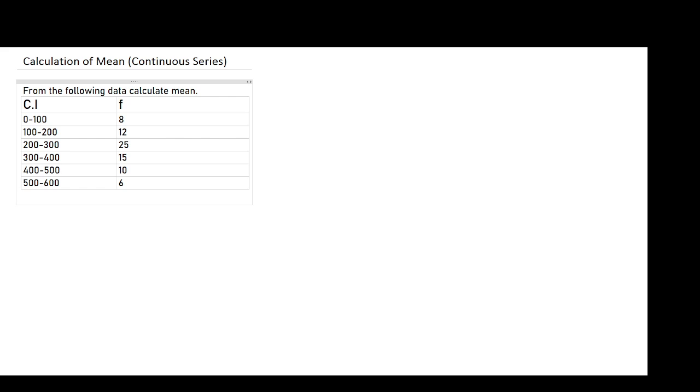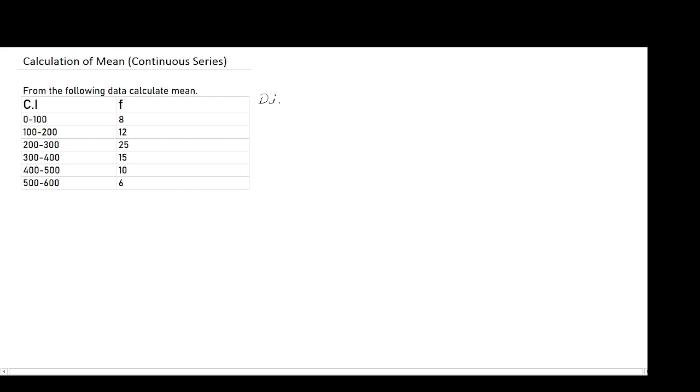Now you can observe from the given question, from the following data calculate mean. So class interval and frequencies are given. 0 to 100 frequency is 8, 100 to 200 is 12, 200 to 300 is 25, 300 to 400 and so on. Now for this question we have to calculate mean using direct method, shortcut method as well as step deviation method. First let us start with the calculation of direct method.